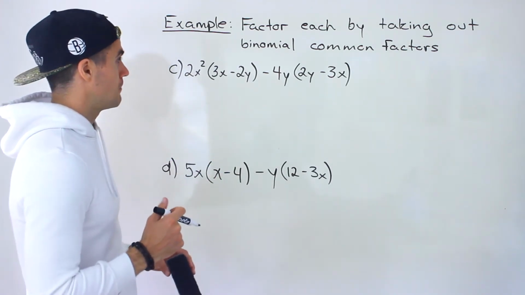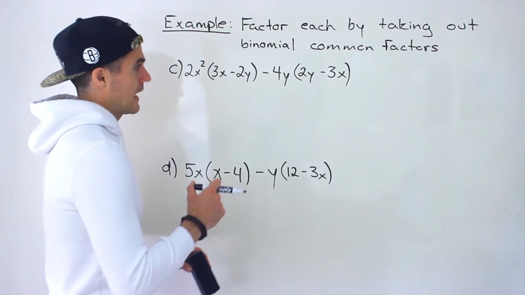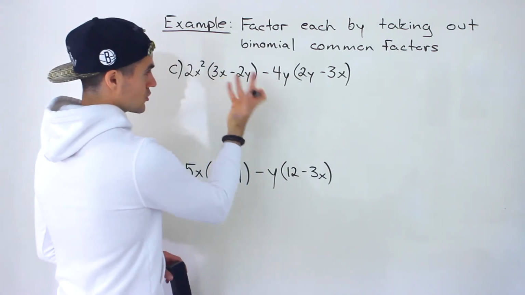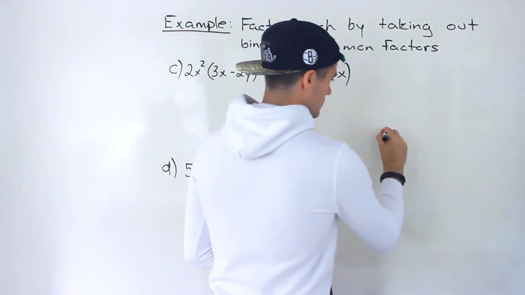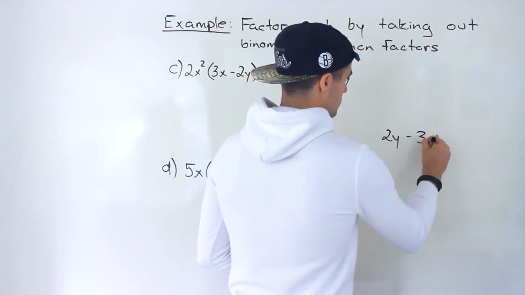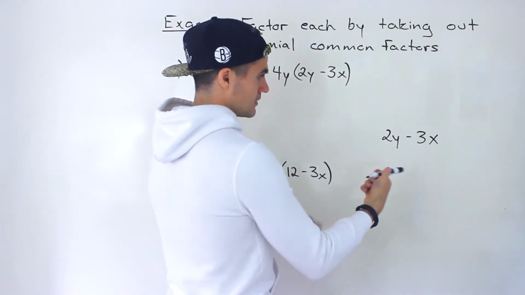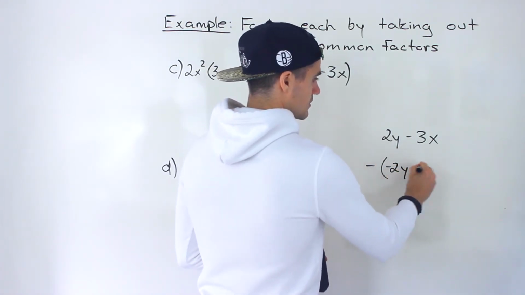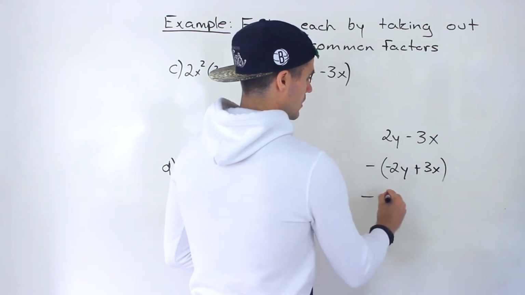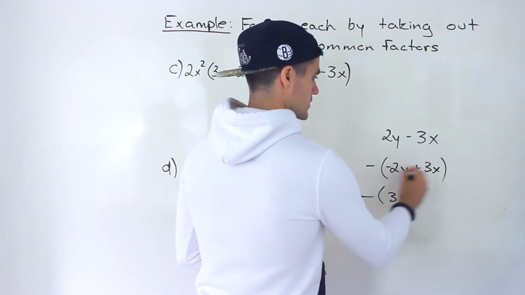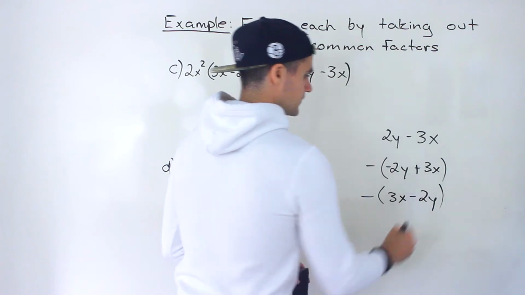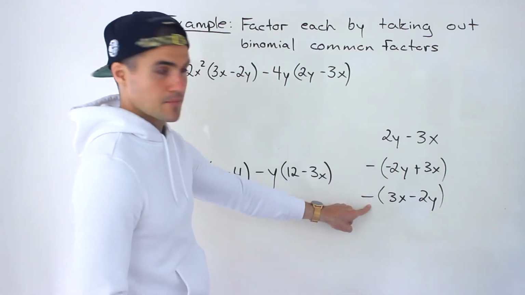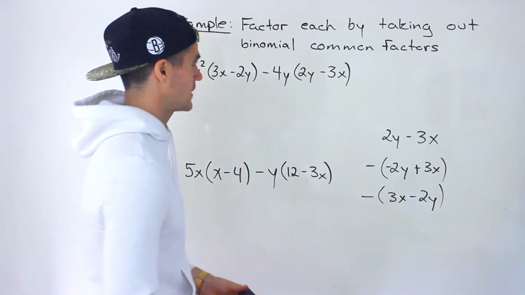So as you can see, same thing here. It's basically a negative in the middle, but the terms are switched. So we have to take this 2y minus 3x, and we could take out a negative 1, and basically the signs would change like before, and then just rearrange these two like that. Okay, so 2y minus 3x is the same as negative bracket 3x minus 2y.